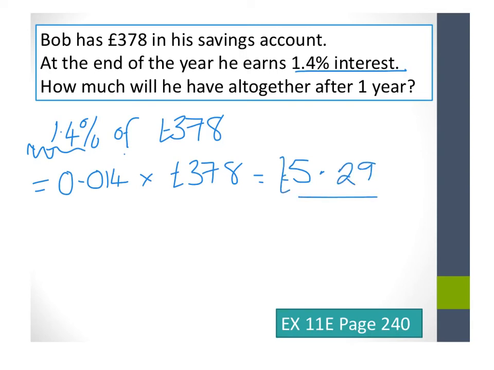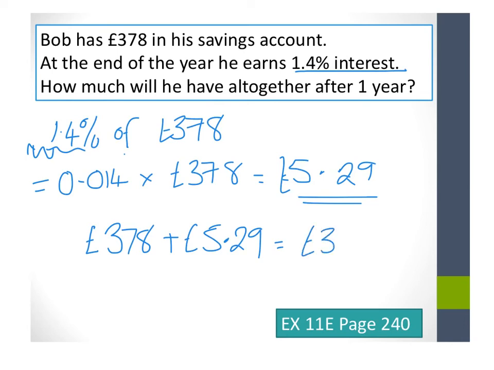So that's how much you get for having your money in a bank and not doing anything with it. You will actually earn a little bit extra. So at the end, after 1 year, we'll have £378 plus the extra £5.29, which will give £383.29.